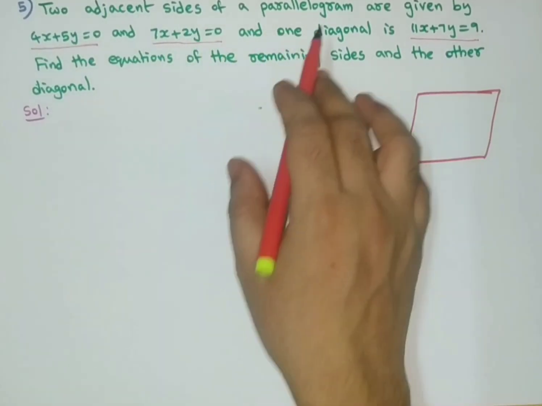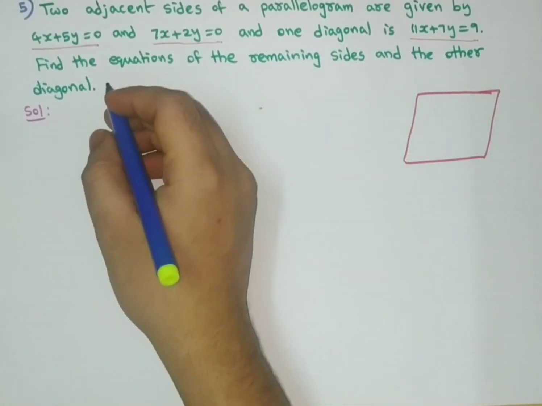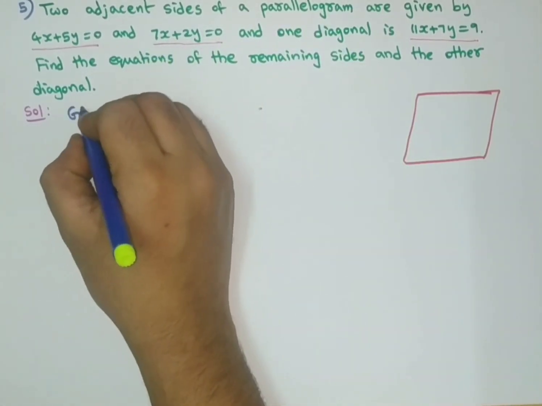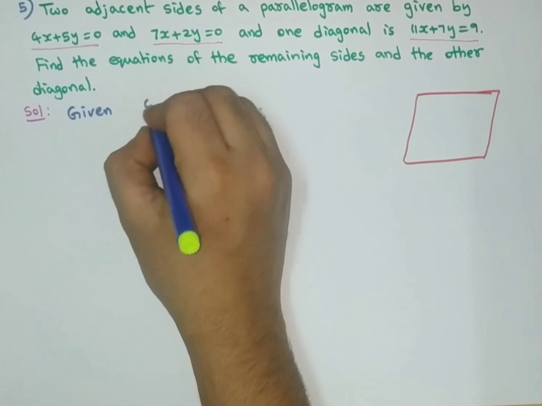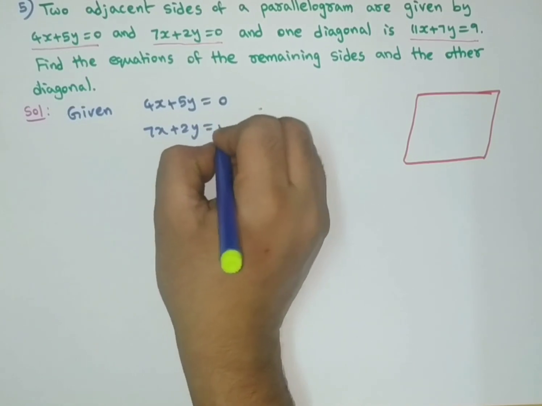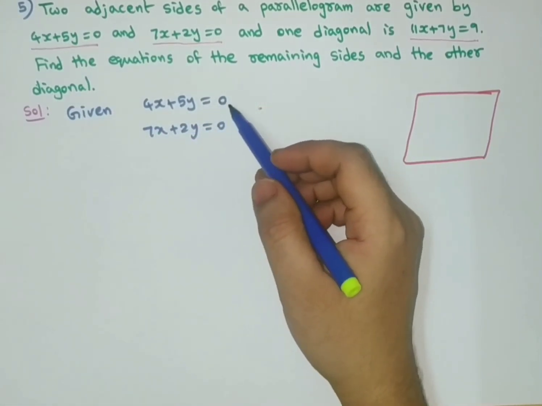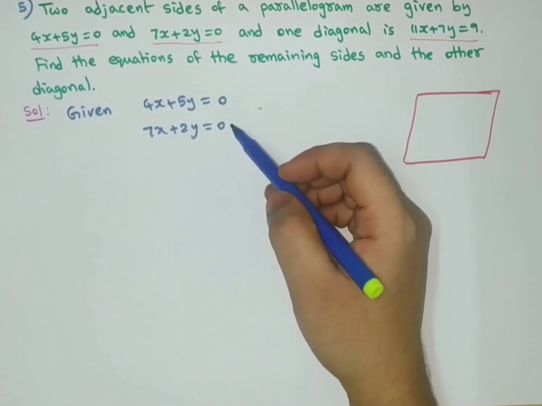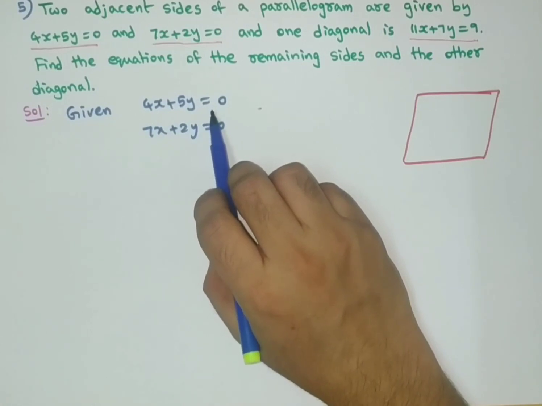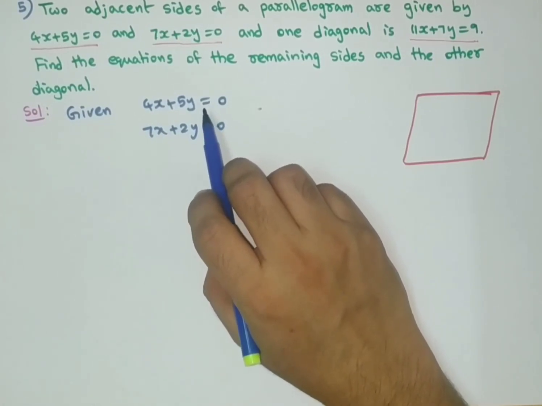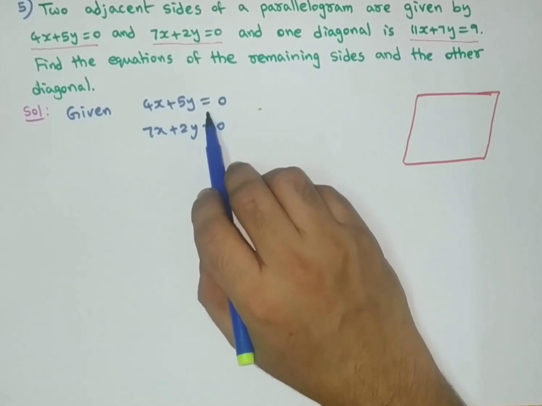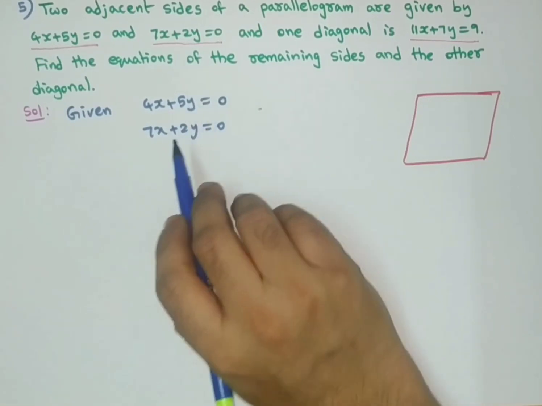Okay, first write down what is given: adjacent sides of a parallelogram. So, given 4x plus 5y is equal to 0 and 7x plus 2y is equal to 0. Have you observed one thing here? These two equations have no constant. If the equation does not consist of a constant, that means the line is passing through the origin. That means by substituting x comma y as 0 comma 0, this equation is satisfied. Satisfying means these two line equations are passing through the origin.